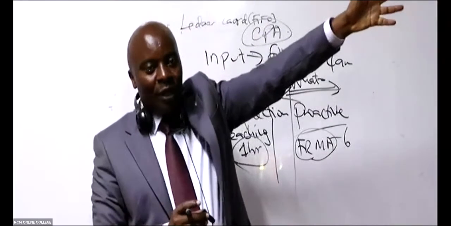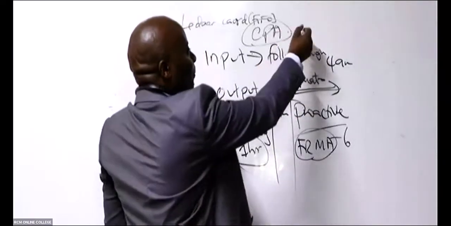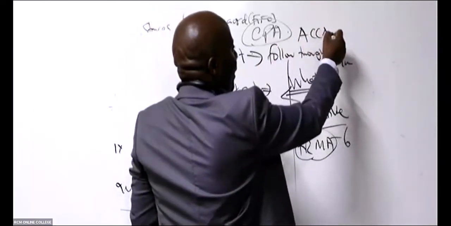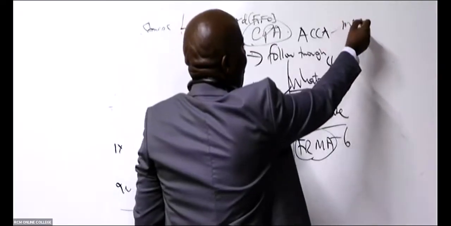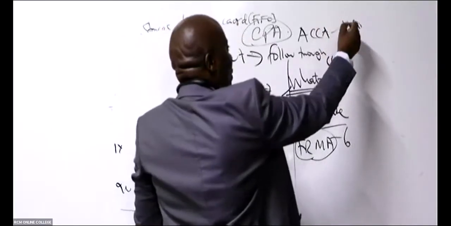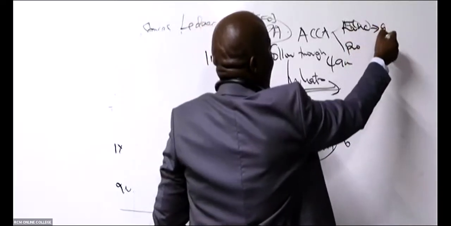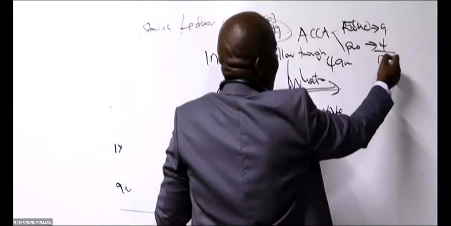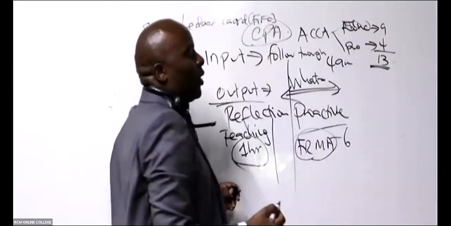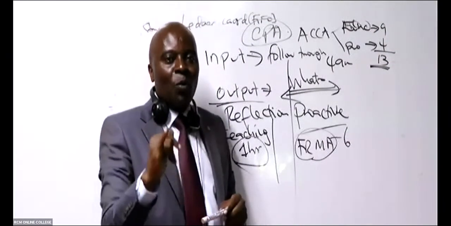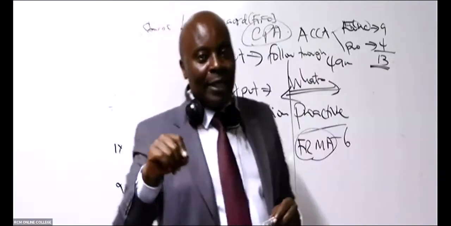ACCA is international. So remember, ACCA has two levels: foundation and then professional. Foundation has 9 papers, professional has 4 papers. So for ACCA, for you to qualify, you need to do how many papers? 13. Once you finish 13, and this is why I love ACCA myself a lot.